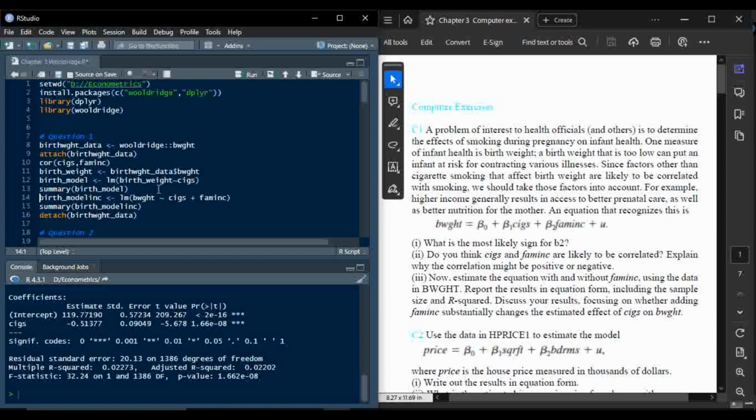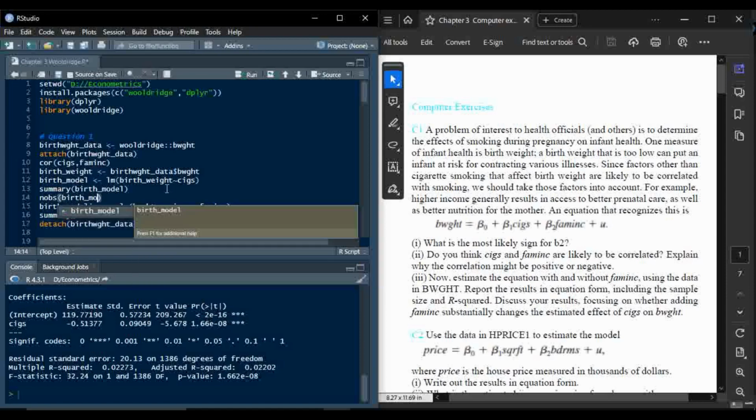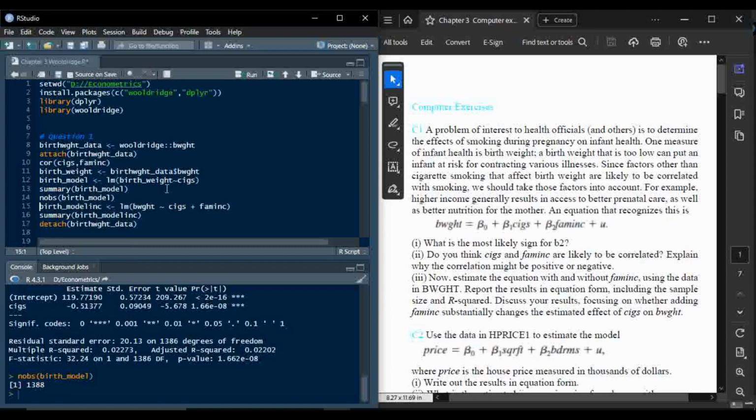And what is the number of observations? 1388. Okay, now let's see the model with family income.